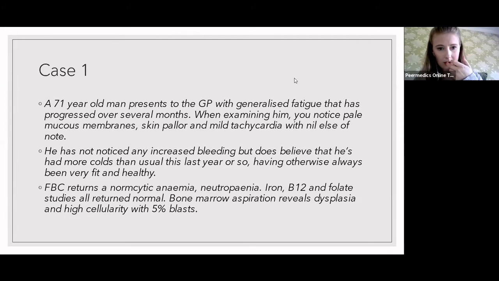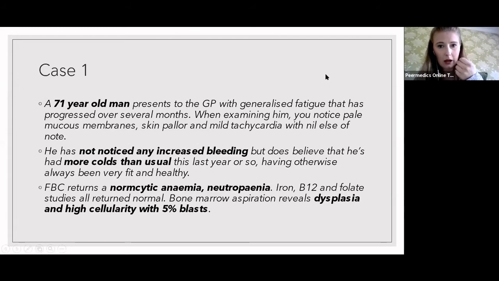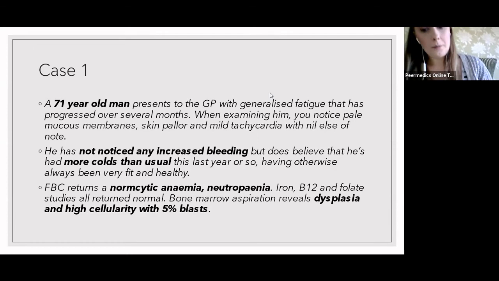So key things on this case. You've got an older guy who doesn't seem to be particularly bleeding, but he is thinking, actually, I'm getting a bit more ill than I used to. So instantly we're thinking, are his white cells down? Have they been down for a while? And he's got this normocytic anemia going on, which across most of the leukemias, they do tend to present with a normocytic, normochromic anemia. But again, we'll touch on this a little bit next week if we do anemias.